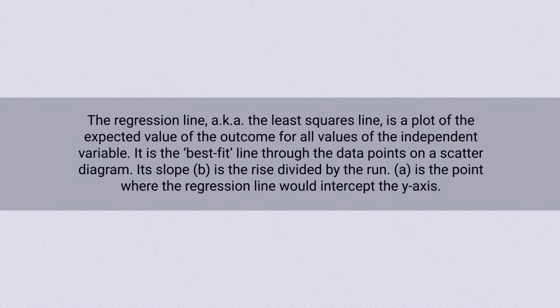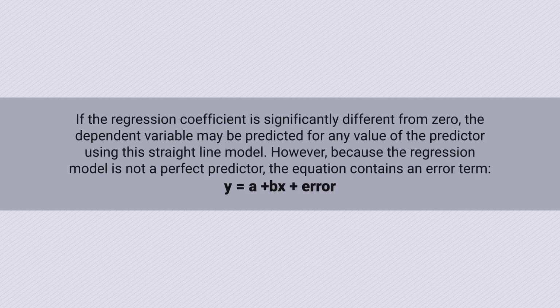The regression line is the least square line, a plot of the expected value of the outcome for all the values of the independent variable. It is the best fit line. This we have already covered through the data points on a scatter diagram. Its slope is the rise divided by the run, and the intercept is the point where the regression line would intercept the y-axis. So if the regression coefficient is significantly different from 0, the dependent variable may be predicted for any value of the predictor using the straight line method.